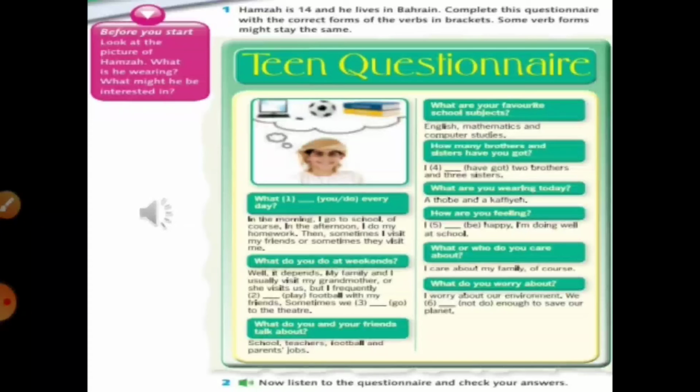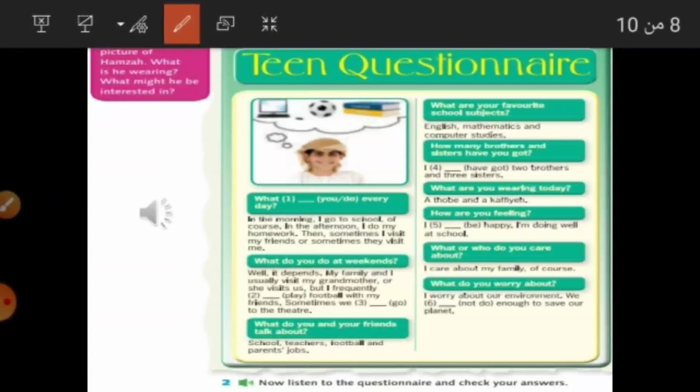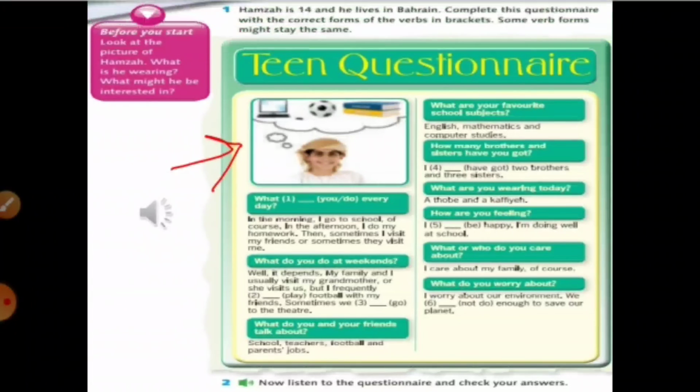Teen questionnaire. Teen questionnaire means what? Questionnaire, we said it means استبيان. Now look at this picture. What do you see? Yes, there is a boy. His name is Hamza. So let's read the question together.